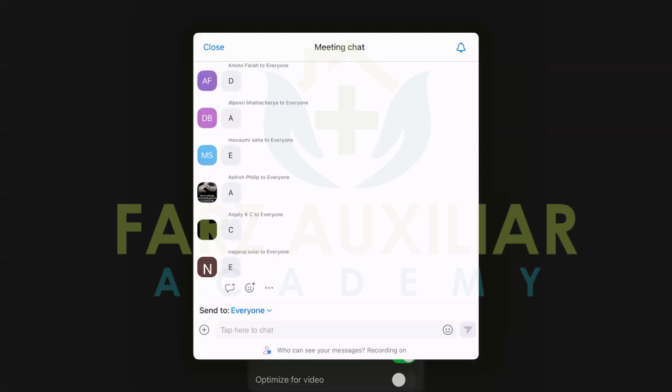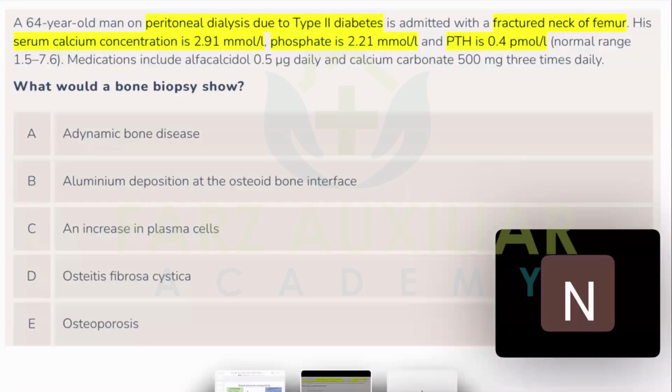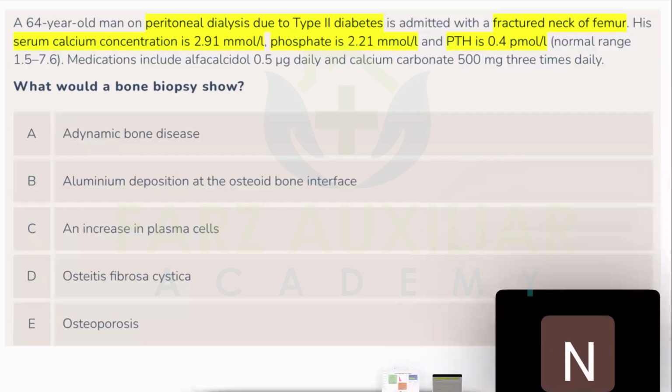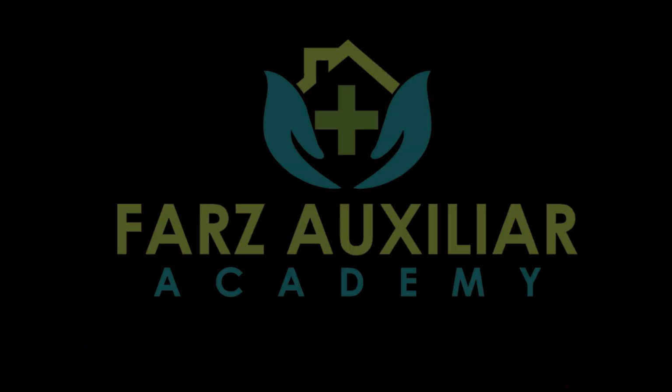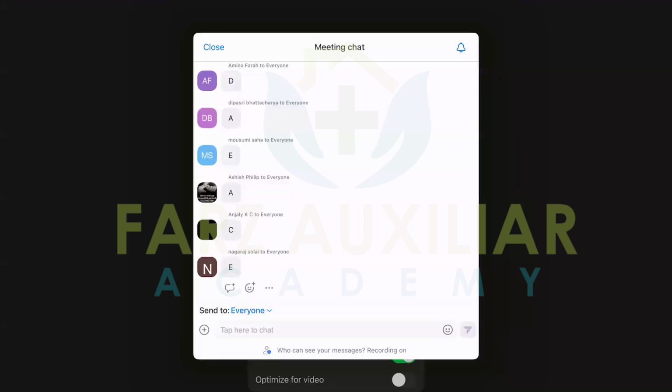Somewhere even option C. Option C, I think, is the increase in plasma cells. Increase in plasma cells is not the answer. I can tell you straight away, it is not related to the condition and is unrelated to the question. So option A and option E, and one participant has given option D.